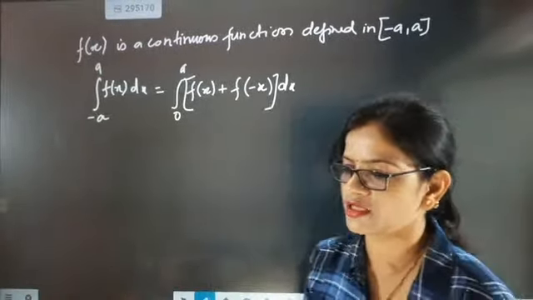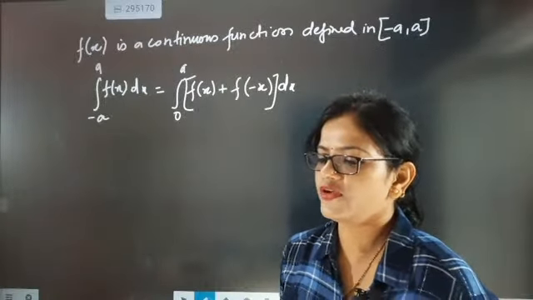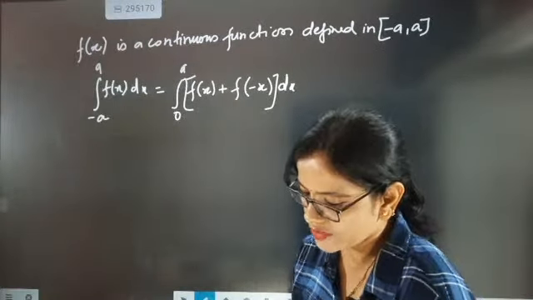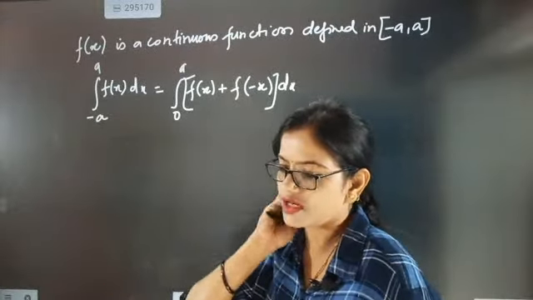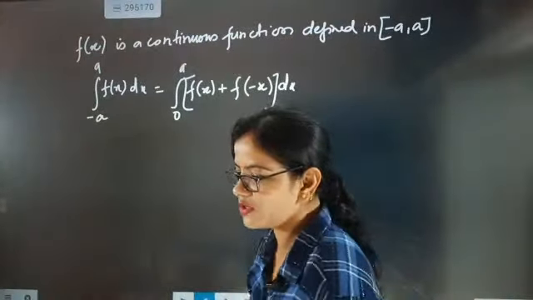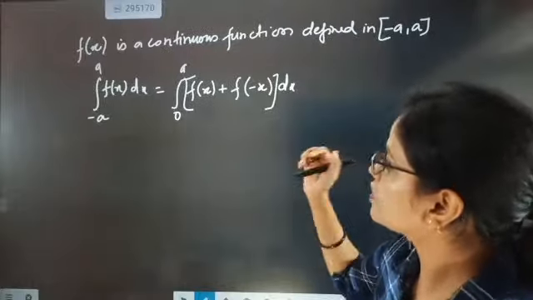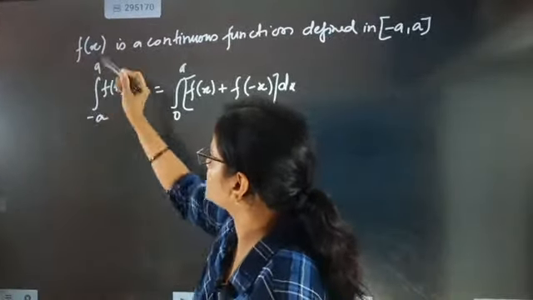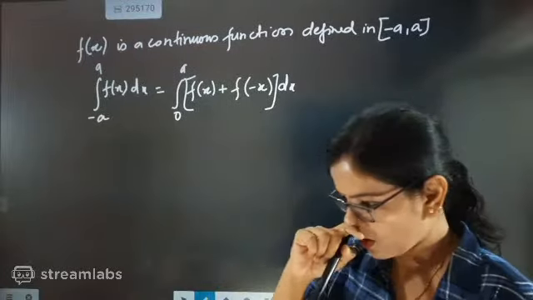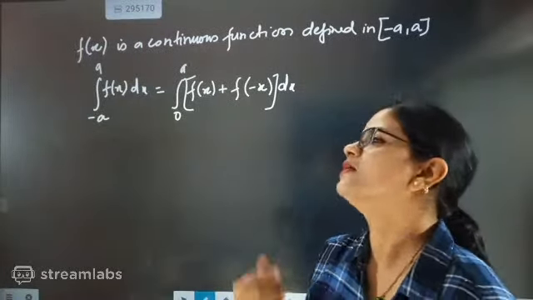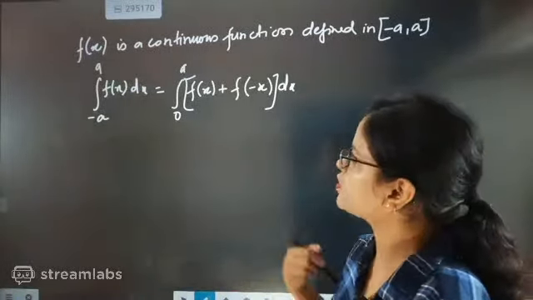So this is exactly property number 8. We are very slowly going towards the end of the properties after that. Now we have to prove this one, the integral from minus a to a of f of x. Now all the properties we are proving. Here also let's try to prove this property.